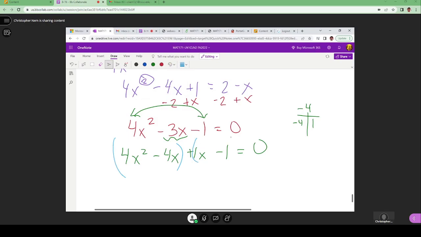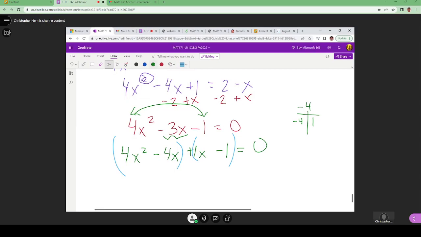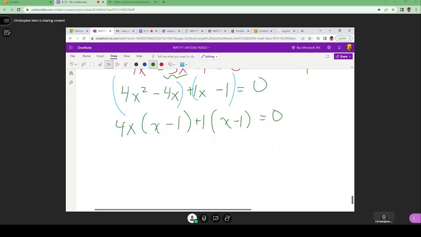If you find the GCF of each group, you're going to have 4x here, and it's going to be x minus 1. And then this is just going to be a plus 1. You only have factored out of 1. You get x minus 1 equals 0. And then when you do your GCF, x minus 1 is your GCF, all times 4x plus 1.